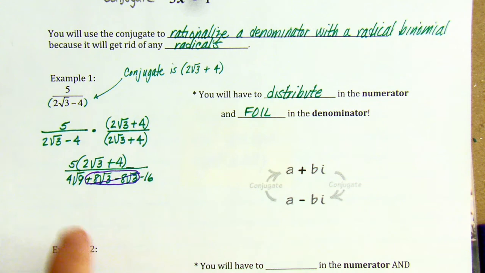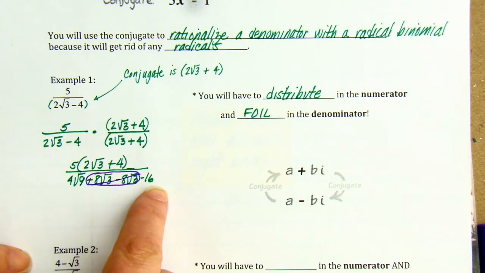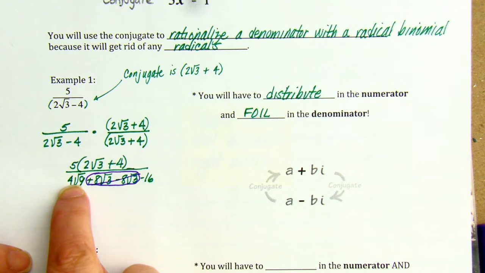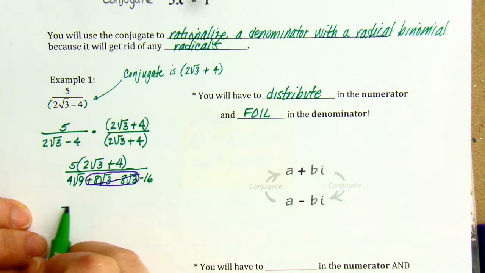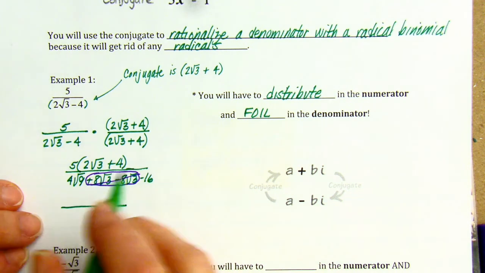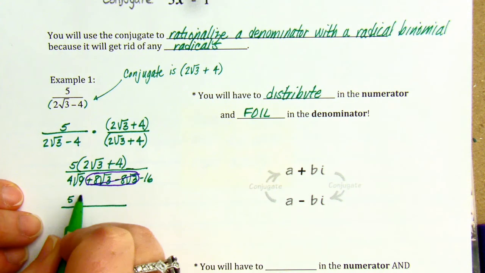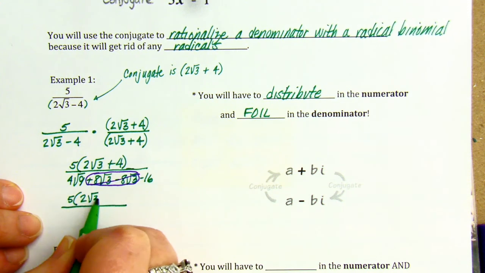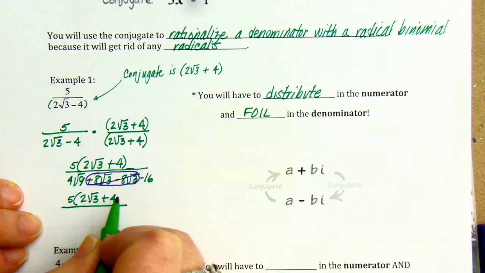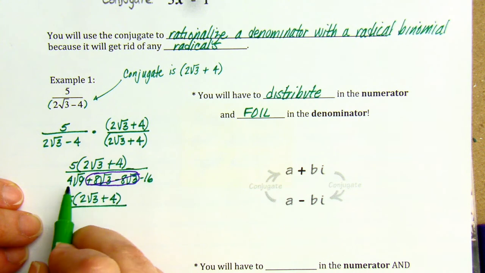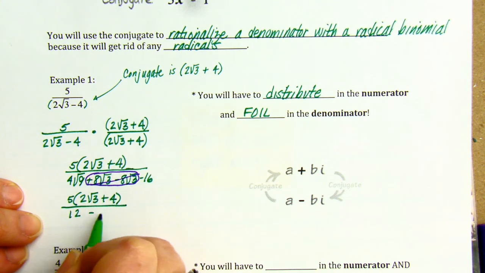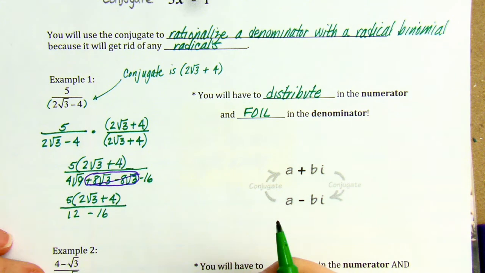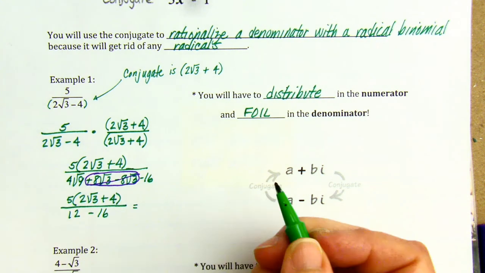And notice the first guy and the last guy, they don't have a radical. Well, this does, but look, root 9 is a square. So it's going to come out. So what do I have? In the top, I have 5 times 2 times square root of 3 plus 4 over, this number is really 12 incognito, yes? 12 minus 16. I'm going to go over here.